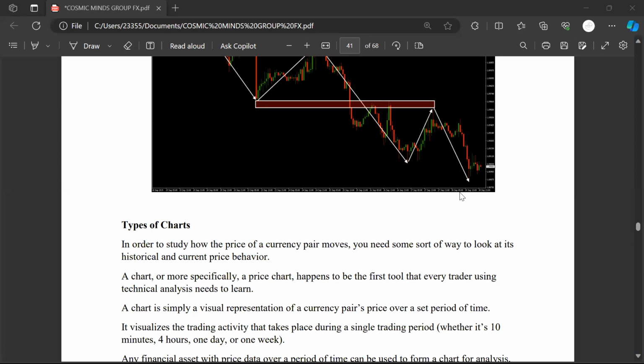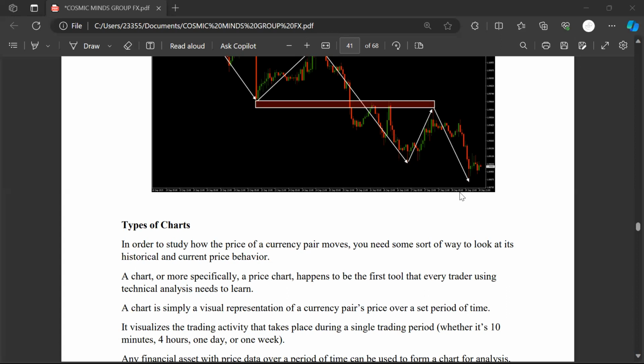Now let's look at the types of charts. In order to study how the price of a currency moves, you need some sort of way to look at its historical and current price behavior. The things that we use are the history and what we are seeing at the moment. With these two, we can guess what is going to happen in the future. A chart, or more specifically a price chart, is the first tool that every trader using technical analysis needs to learn.